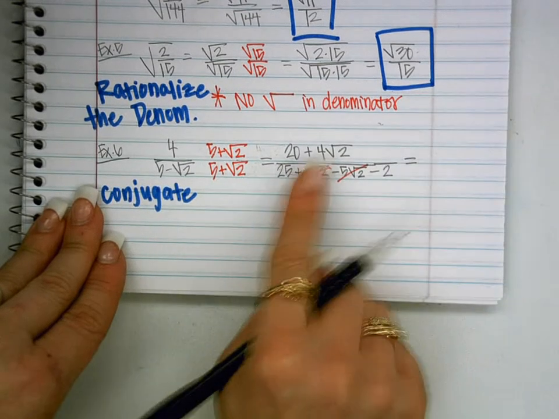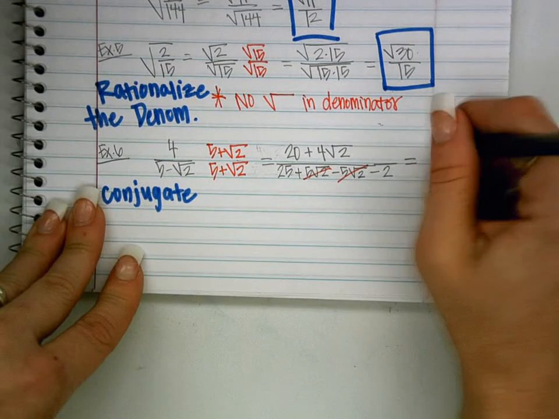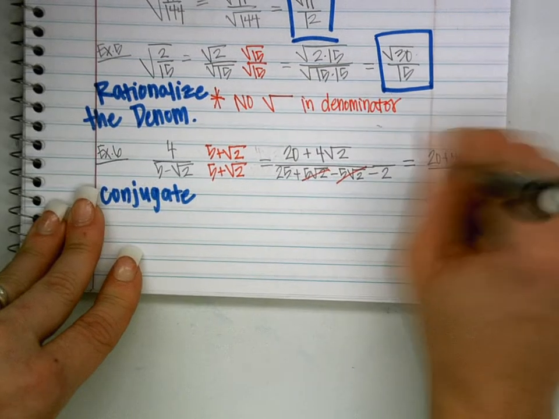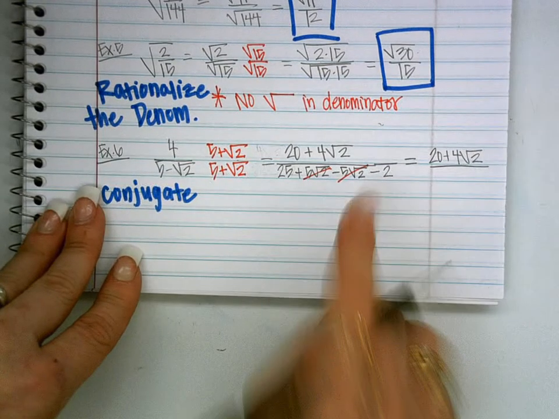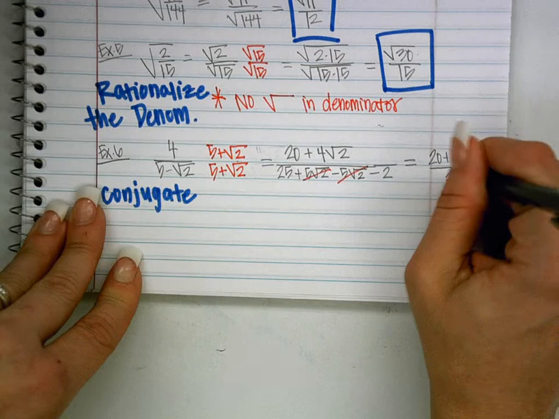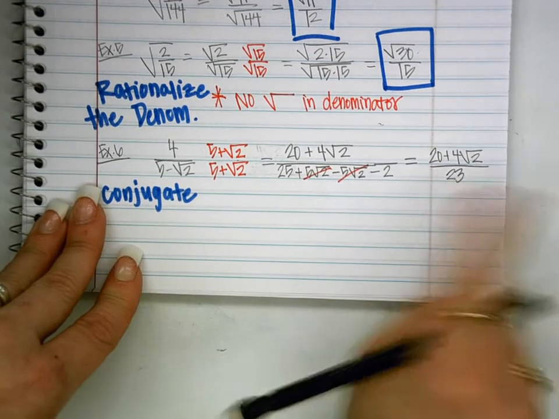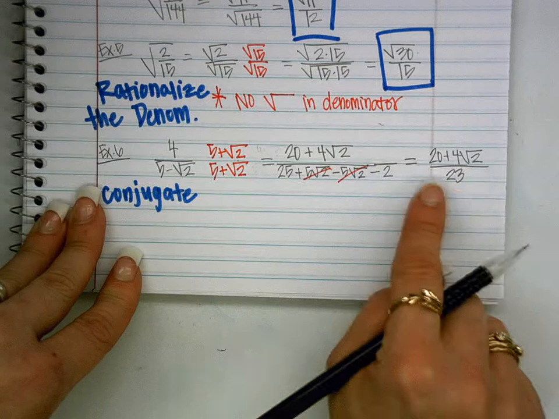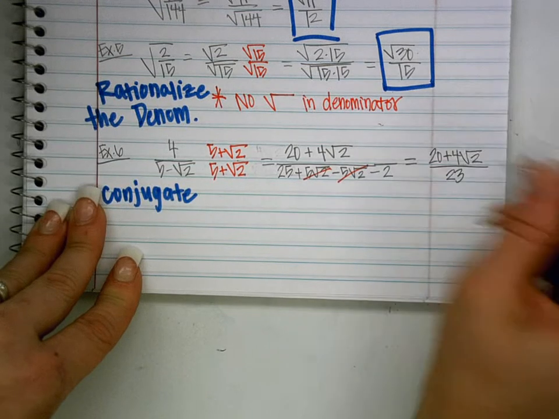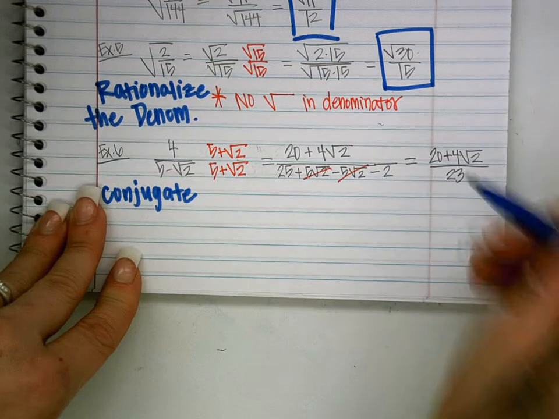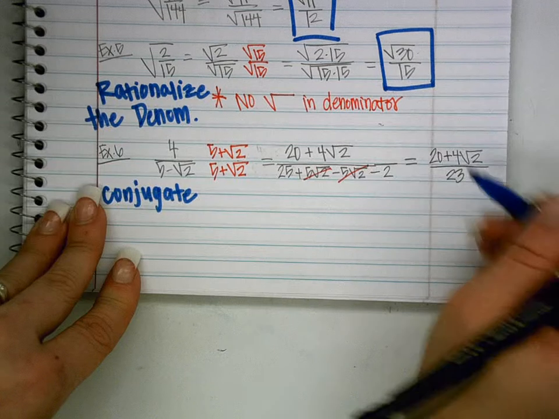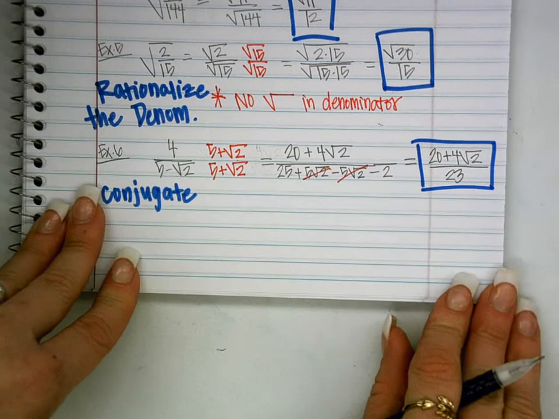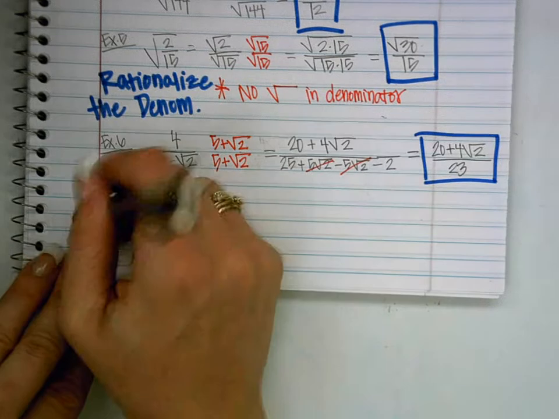Then you want to combine anything you can on the top. So this would just be 20 plus 4 root 2 over, combining this, 25 minus 2 is 23. Now, can anything reduce here? No. If anything could reduce, you need to actually make it 2 separate fractions. But for this one, 20 doesn't go into 23, and 4 doesn't go into 23 either. So that's your answer. Let's try one more that's really similar to that.